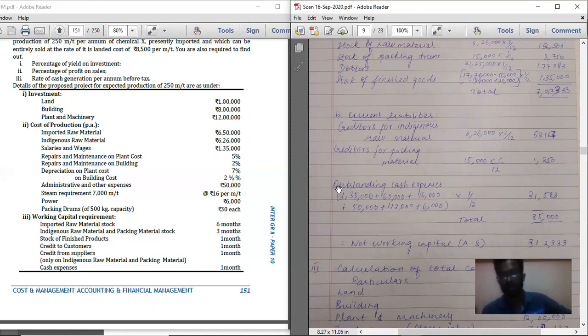Close the bracket. Into 1/12. In the amount column put 31,583. So with this we have completed current liabilities. Now total it.